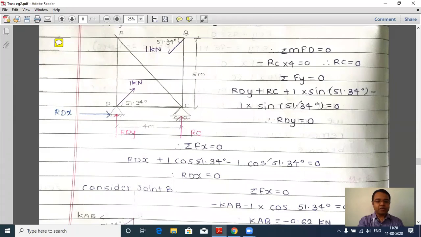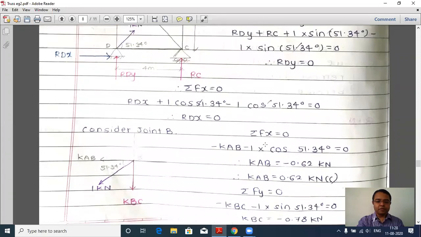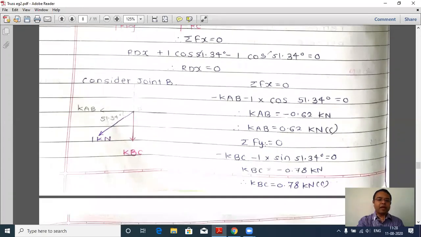RDY also comes out to be 0. Next, find RDX. That value also comes out to be 0, because this 1 kilonewton and this 1 kilonewton balance each other. So all the reactive components at the support will be equal to 0.